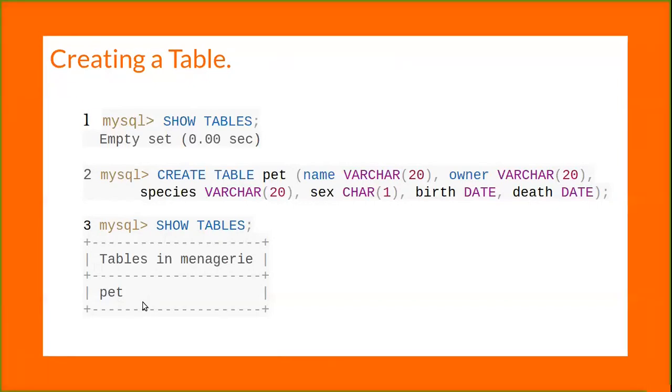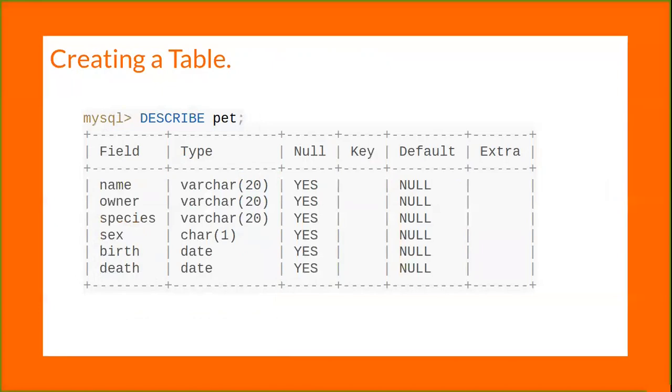To verify that your table was created the way you expected, you can use the describe statement. Using describe followed by the table name, you will get to see the field names, the data type of each field, and various other information. Here null shows whether that field can have a null value or null entry for any row.